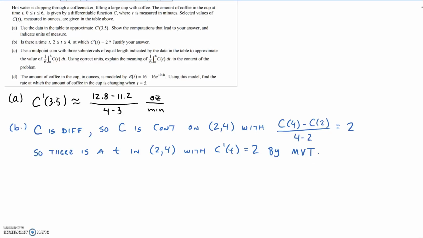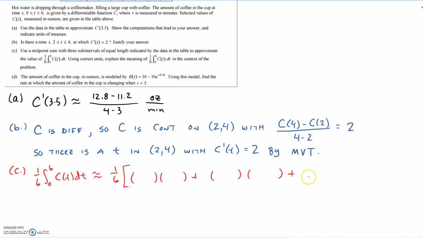Part C says, use a midpoint sum with 3 subintervals of equal length to approximate 1/6 the integral from 0 to 6 for C of t. So then 1/6 the integral from 0 to 6 for C of t dt is approximately, that midpoint Riemann sum is going to approximate the value of the integral. And this is 3 subintervals, so base times height, base times height, base times height, 3 midpoint rectangles.